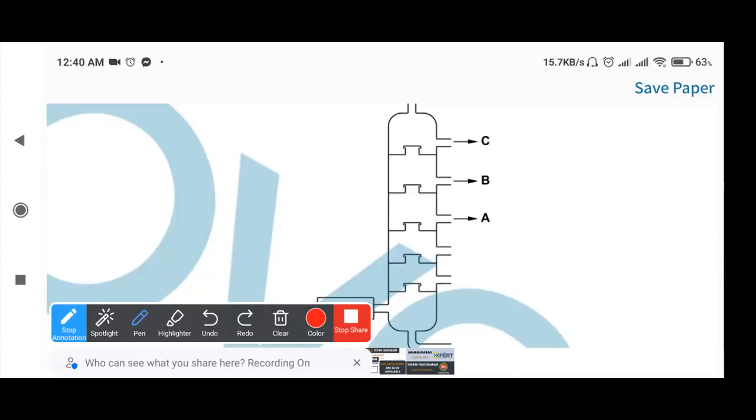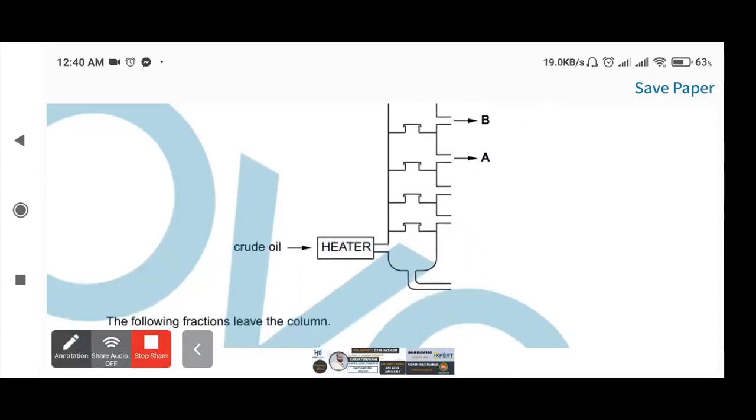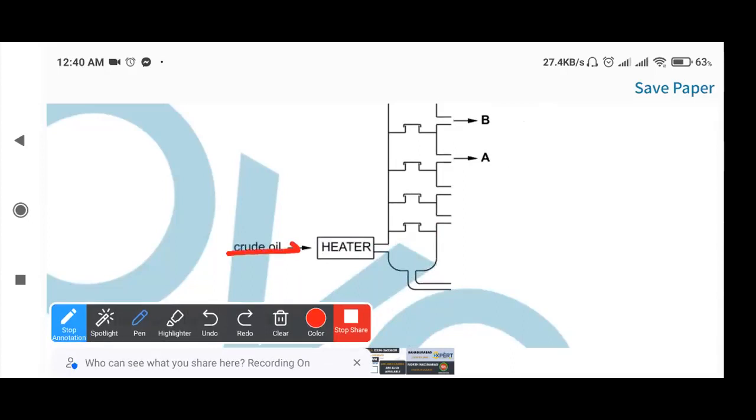In the lower parts. So here C has the lowest boiling point. The boiling point of B is slightly higher than C, and the boiling point of A is the highest in this case. Okay. So from here, look, crude oil is inserted, and here is the heater. This heater will turn crude oil to gas, and then the gas will go upward and condense according to their boiling points.